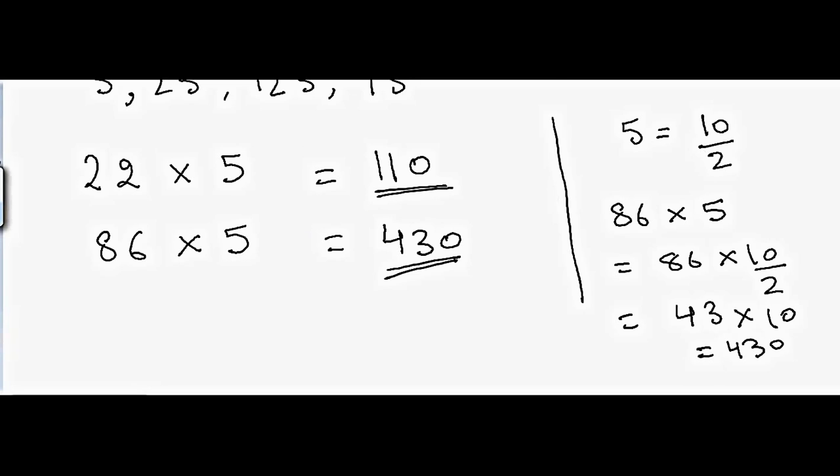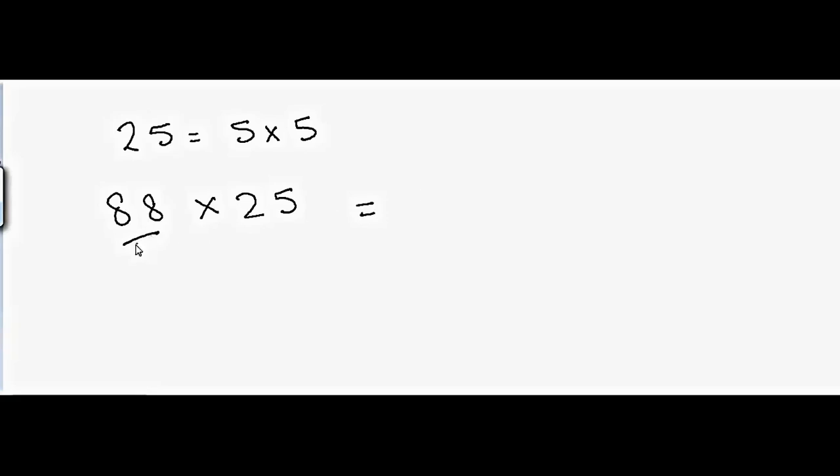Now let's go to 25. If I have to multiply any number by 25, we know that 25 is equal to 5 into 5. So instead of dividing by 2, we will divide by 4. Now suppose I have 88 and I want to multiply it by 25. In this case, I will divide 88 by 4. That will be equal to 22, and then I put 25 zeros... I put 00 in the end. So that is my answer.